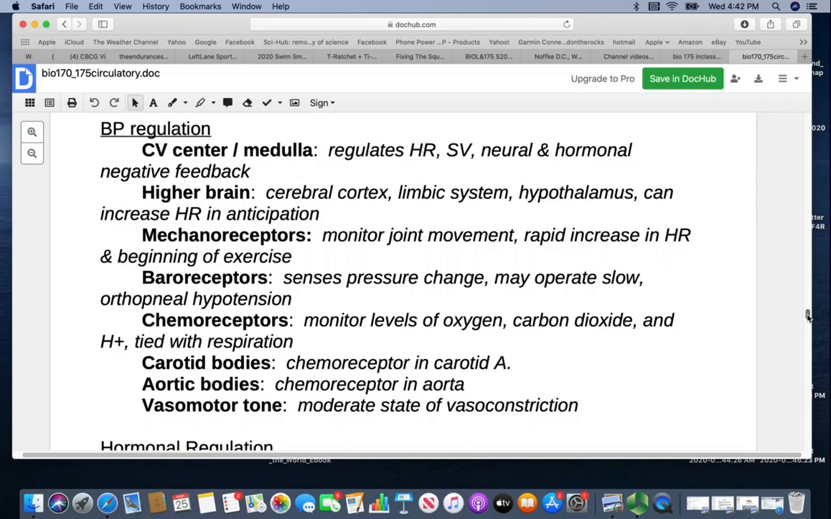Your vasomotor tone, this is a moderate state of vasoconstriction. If you have a moderate state of vasoconstriction, it allows you to go in either direction and make adjustments to your blood pressure.